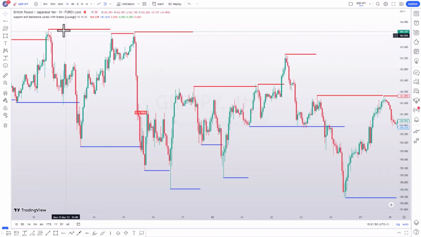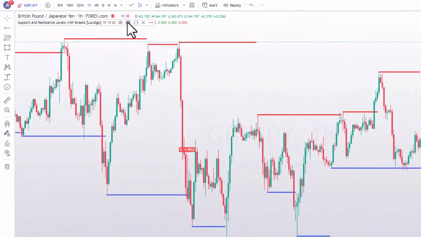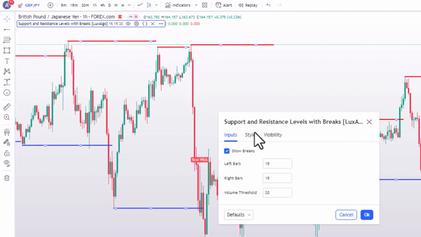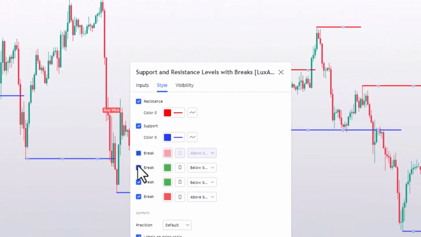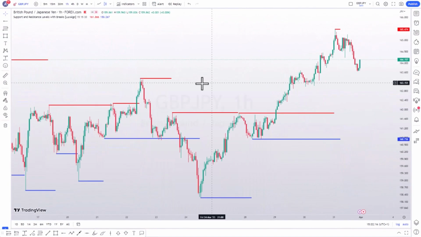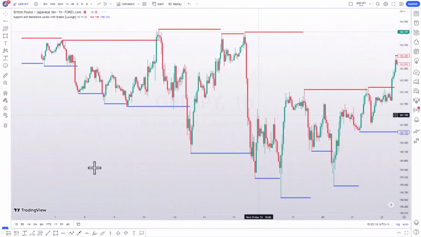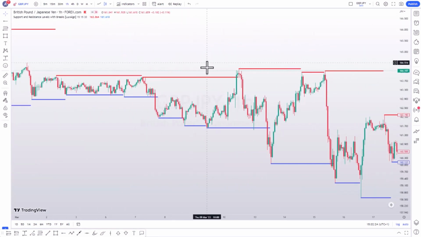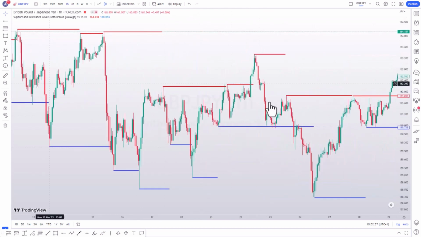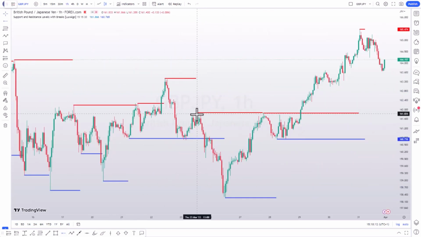Let's do some modification to this indicator. Go to settings, style, deactivate all the breaks. And now that we have an indicator which is going to help you plot or mark the highest and lowest price point in the market, let's say we have this point which was created here. We have wick, wick, wick. So we draw a line connecting the three, you see. So here we have our wicks at this level. We've drawn our resistance line.